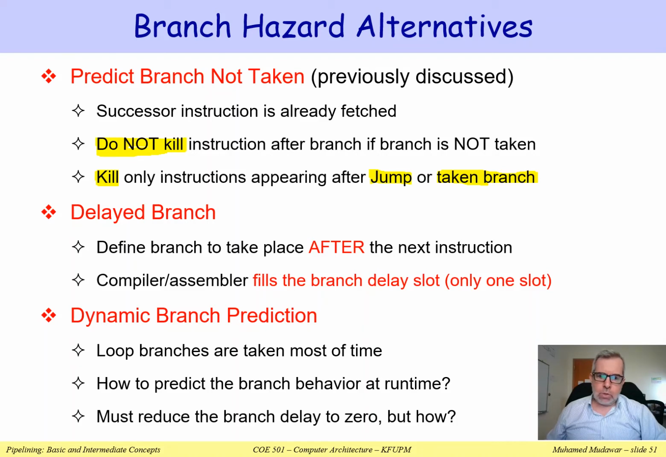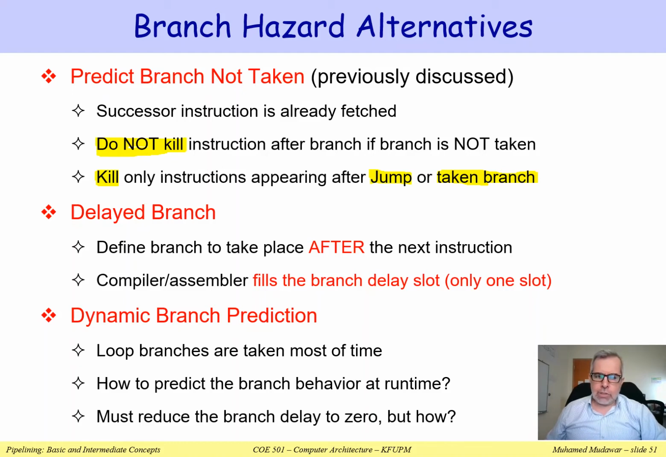People have thought about different ways of implementing a branch, and they came up with some alternatives. One way to implement the branch is called delayed branching. Here we define the branch to take place after the next instruction. So the branch does not take place immediately. We allow one instruction to appear after the branch, and this instruction is allowed to proceed in the pipeline to execute and complete normally. Here the compiler is responsible for filling the branch delay slot, and only one slot is used. I'll talk about delayed branching in the next slide.